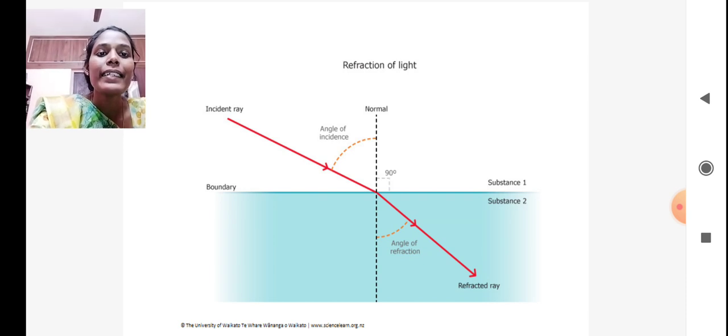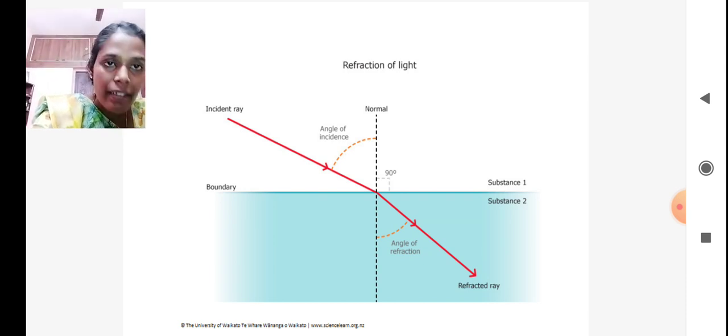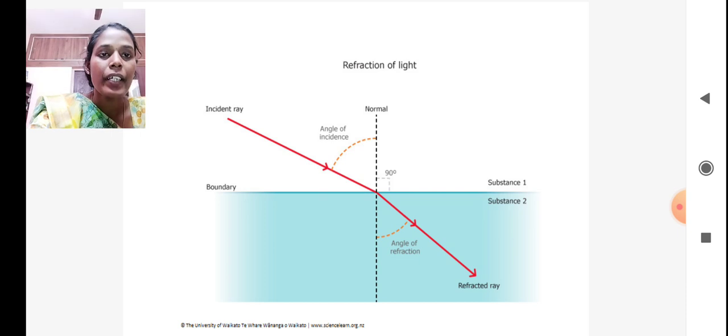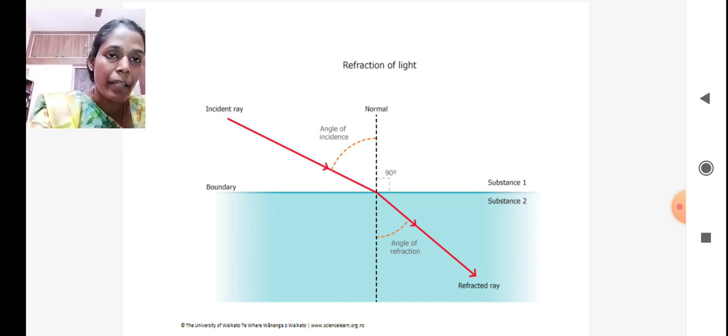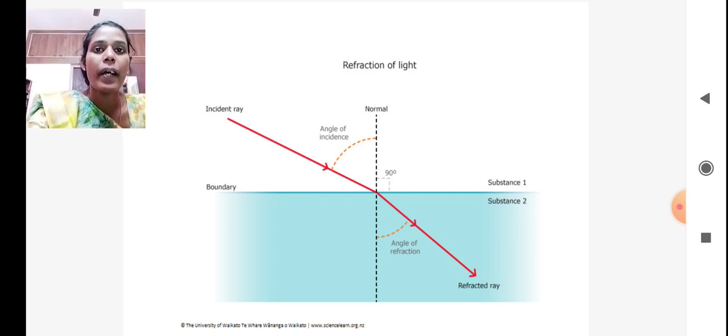The red line indicates the incident ray. When the incident ray enters the next medium, when the medium varies, there is a bending in the light ray. This bending of light is said to be the refraction of light. When a light ray travels from one medium to another medium, there is a change in its path, and this bending of the light ray is said to be refraction.